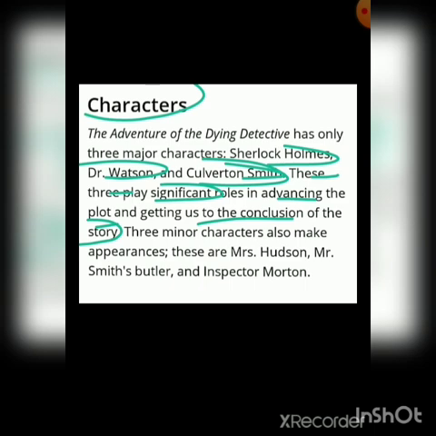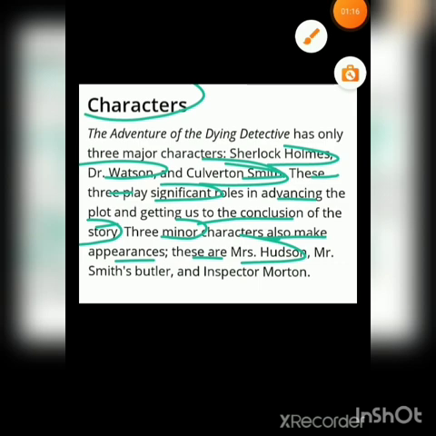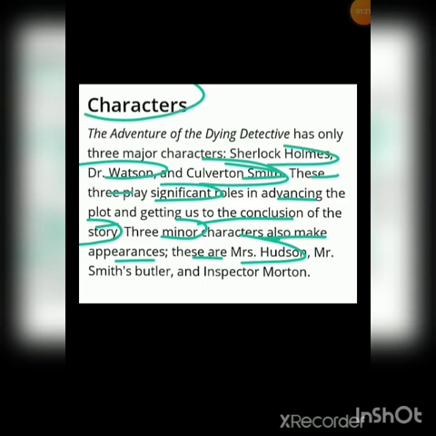Now the three minor characters. The three minor characters also make appearances. These are Mrs. Hudson, who's the housekeeper of Sherlock Holmes, right? And she gets very tense about Sherlock Holmes' health because he hasn't eaten or drunk anything in 3 days now, and she thinks that Sherlock is dying from some kind of deadly disease.